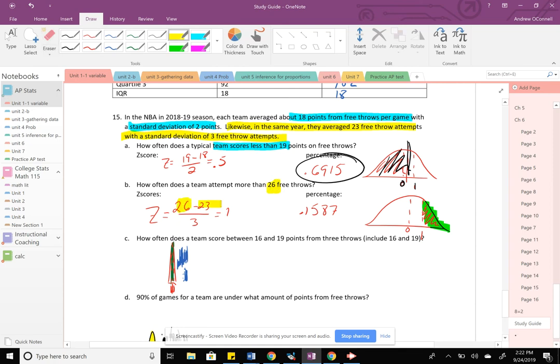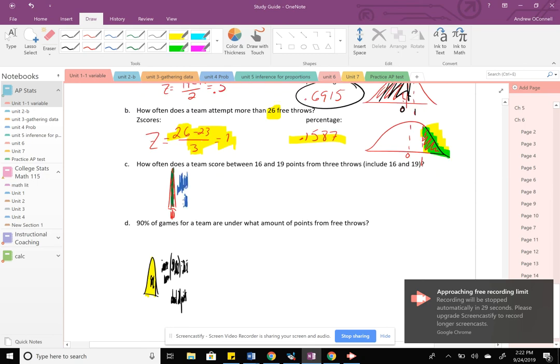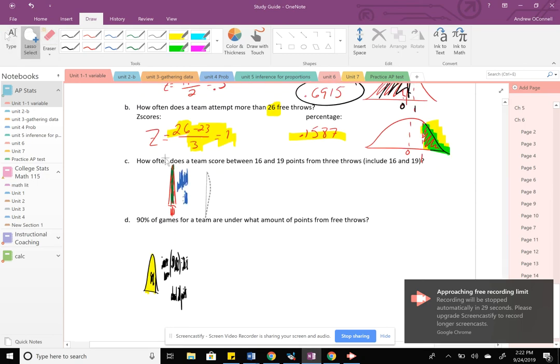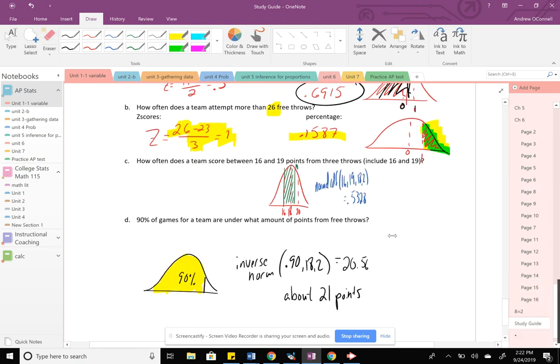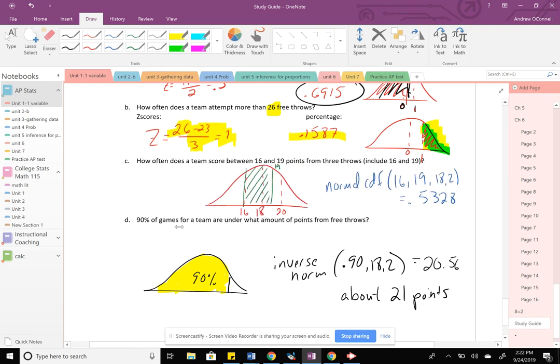26 minus the mean over standard deviation, your z-score is 1. The percentage over 1 would be 15. I'm going to hurry up and just show the answer here. Use a calculator to find normalcdf in between these two, and inverse normal on the bottom one.